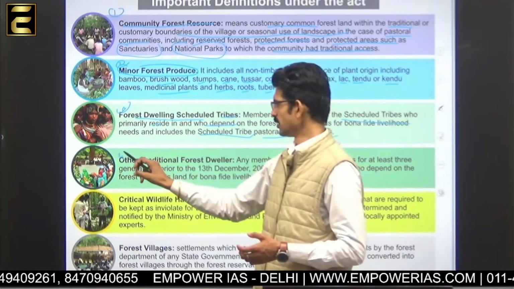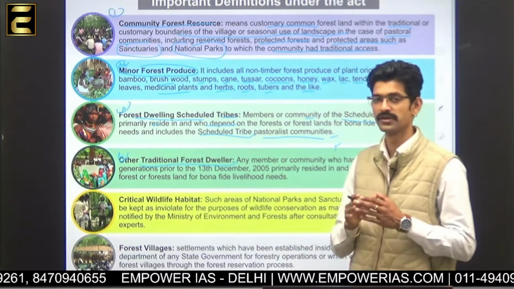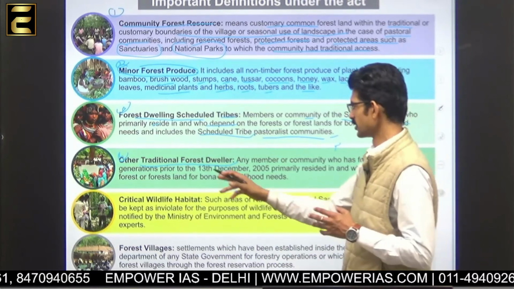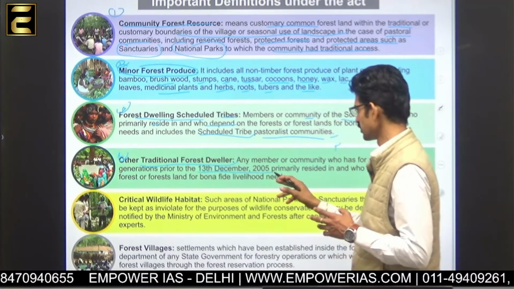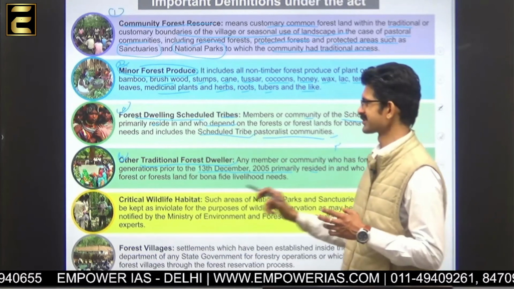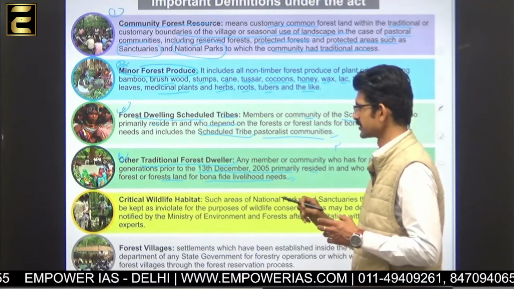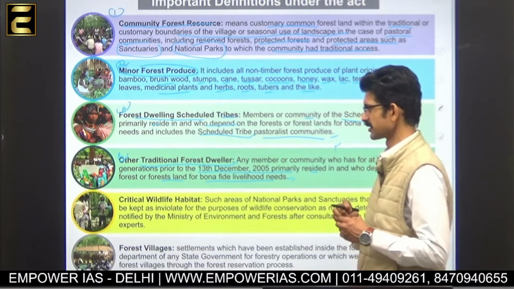Then other traditional forest dwellers, so such forest dwellers who were dwelling in the forest before 13 December 2005, primarily reside there and depend on the forest and forest lands for bona fide livelihood needs. तो ऐसे लोगों के लिए ट्रेडिशनल फॉरेस्ट ड्वेलर्स कहा गया.